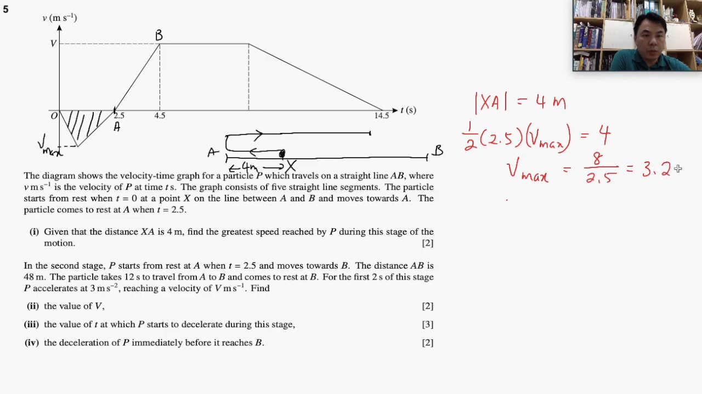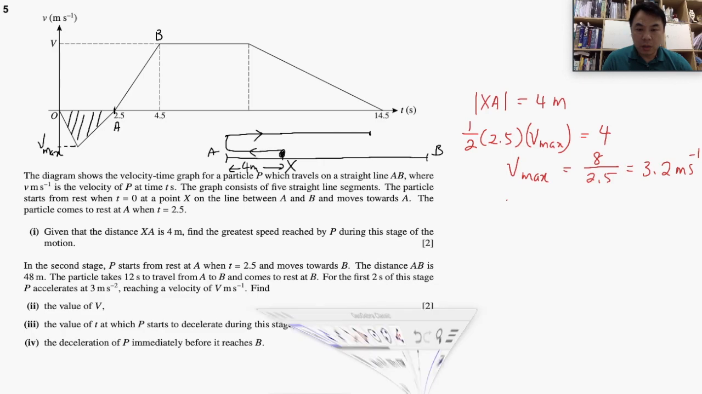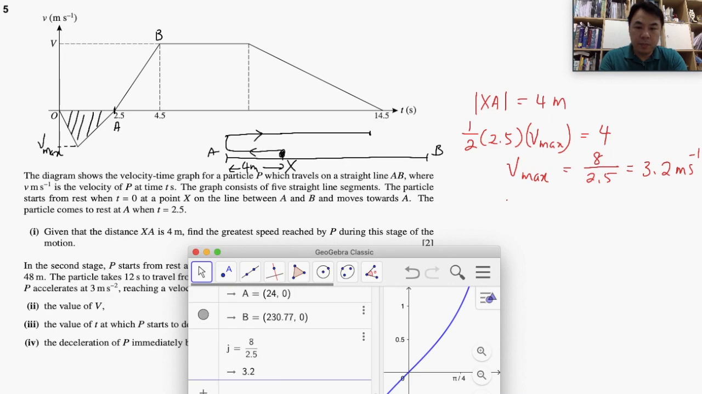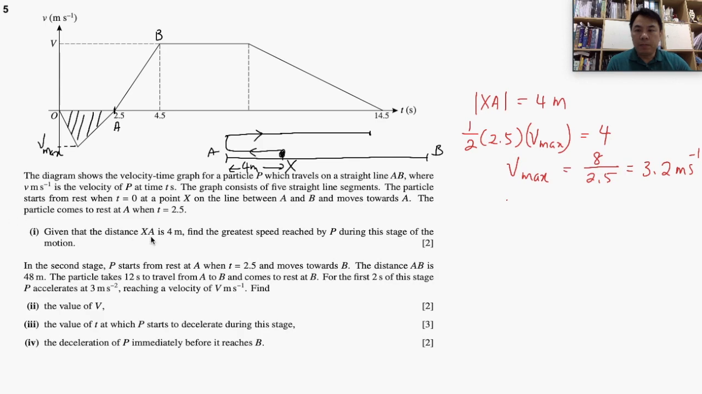So 3.2 meters per second. Just let me check one round in case I calculated wrongly. It's 8 divided by 2.5. Okay, so it's 3.2. So therefore, the greatest speed reached by B during this stage is 3.2 meters per second. Okay, so I hope that's clear.